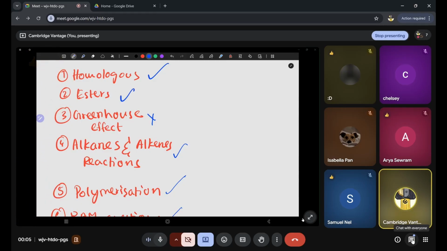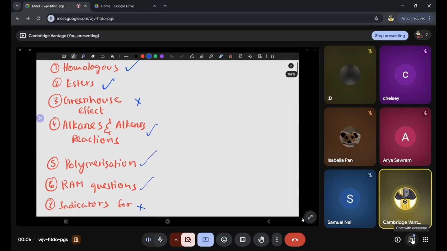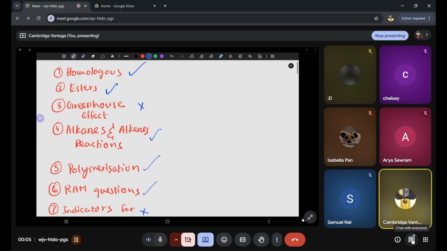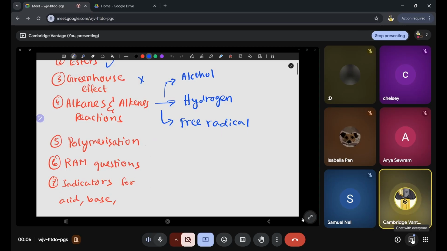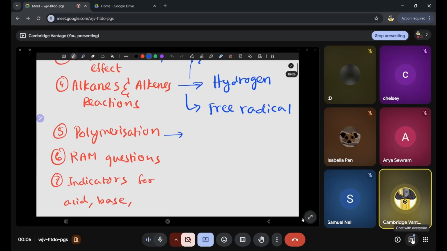All right, esters. We haven't gone through the greenhouse effect because this paper didn't ask about it. And then reactions of alkanes and alkenes. Over here, we went through some, basically the hydrogen reaction. Now there are more, like free radical and then the alcohol formation reaction that is also there. We went through polymerization. Now for polymerization, we went through condensation polymerization. We haven't gone through addition yet.